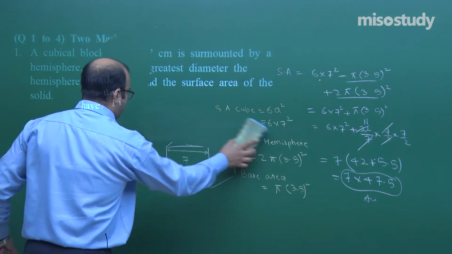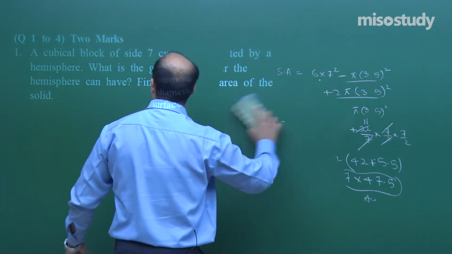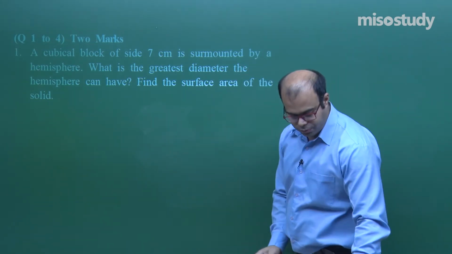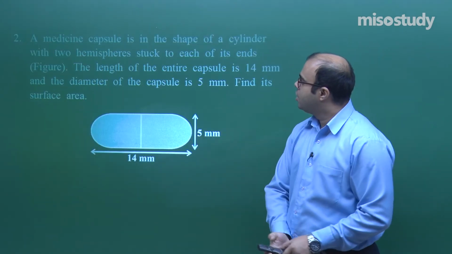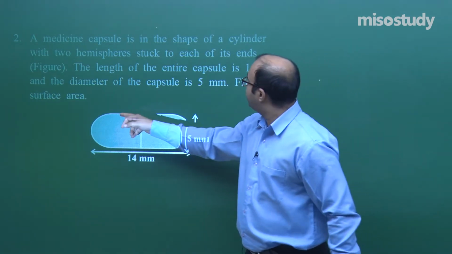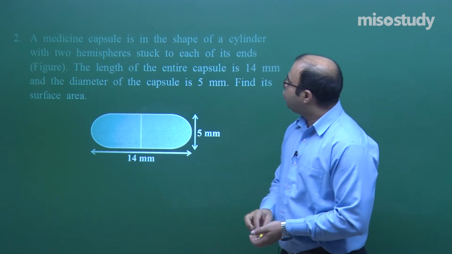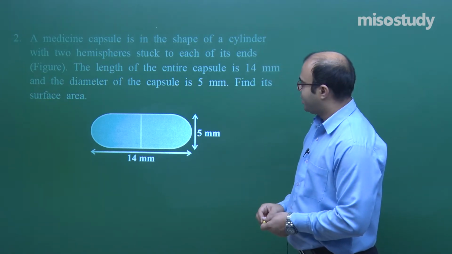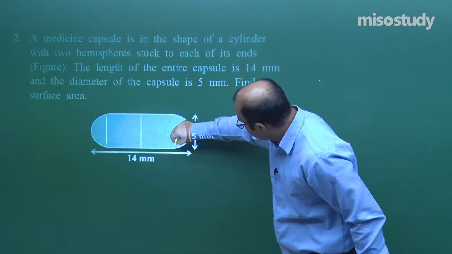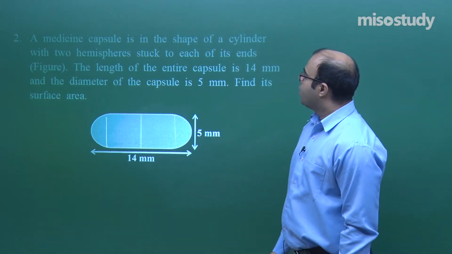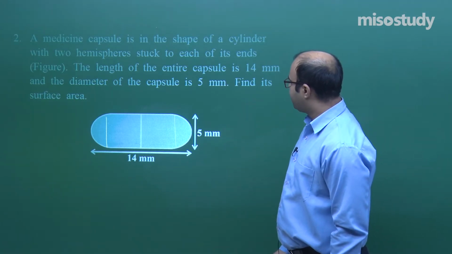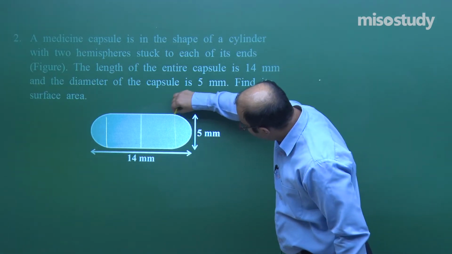Let us come to the next question. That question is also of 2 marks. From 1 to 4 all the questions are of 2 marks. So the next question is: a medicine capsule is in the shape of a cylinder with 2 hemispheres stuck to each of its ends. So there is a hemisphere here and a hemisphere here, at these 2 ends. The length of the entire capsule is 14 millimeter and the diameter of the capsule is 5 millimeter. So the radius is 2.5 millimeter.